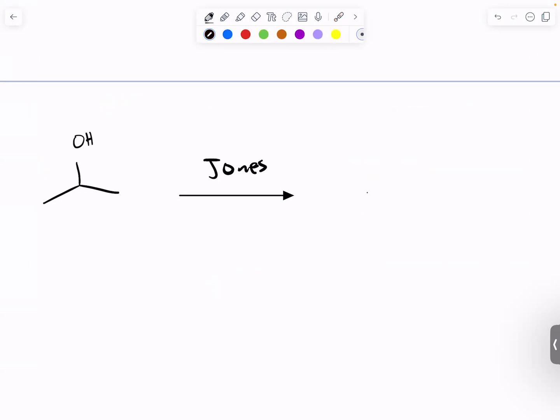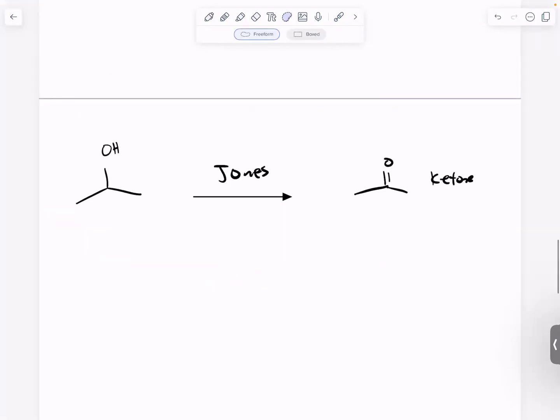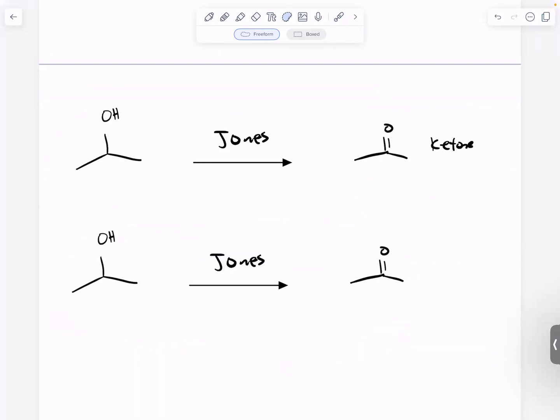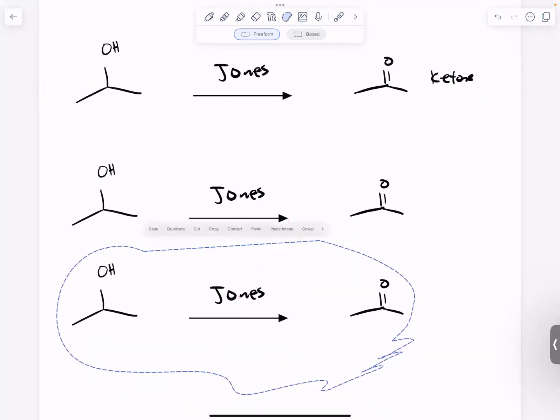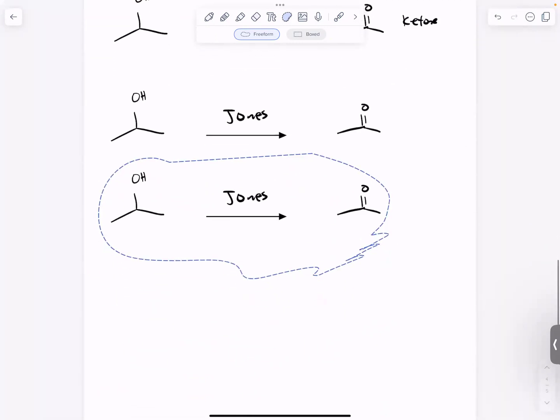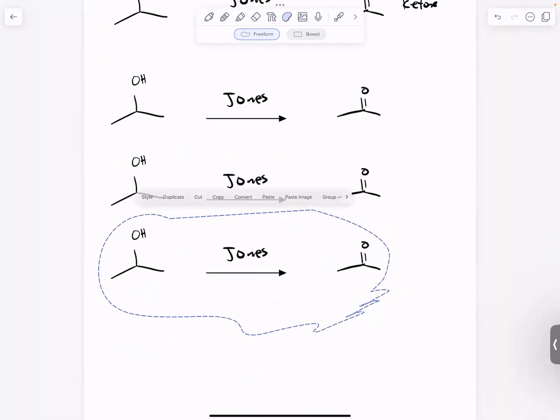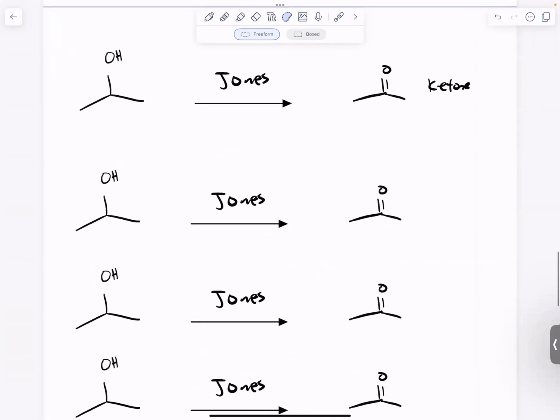Secondary with Jones is going to make a ketone. So then a primary with Jones gets us all the way to the carboxylic acid. Perfect. Good. And then what if we do PCC? What happens if I throw PCC in the mix here with the primaries and the secondaries? We'll still get to a ketone with the secondary, but a primary will stop at an aldehyde. Perfect.